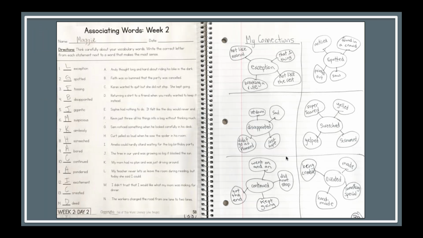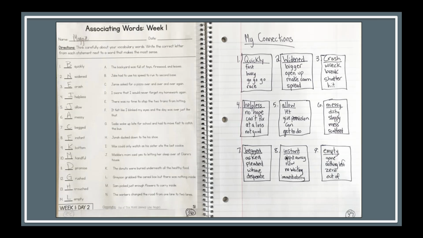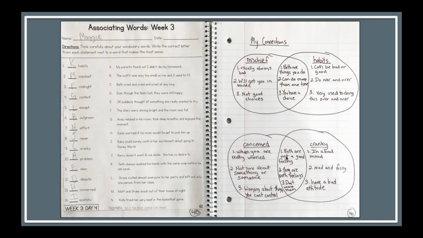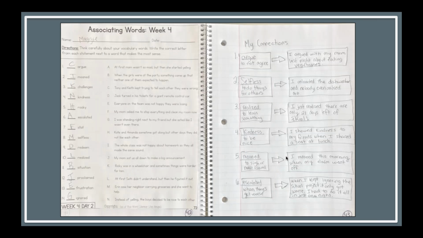And you can also have them do any of these extra activities that we went over in the reading notebooks or the vocabulary notebook section that I covered. The connections and the different webs. Here's the Venn diagram. Here's the definition with a scenario.